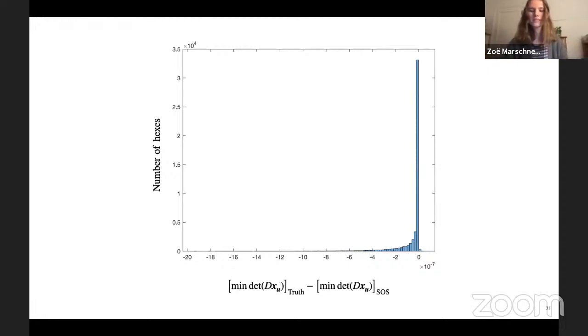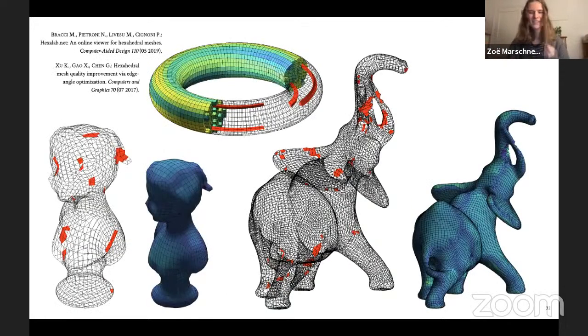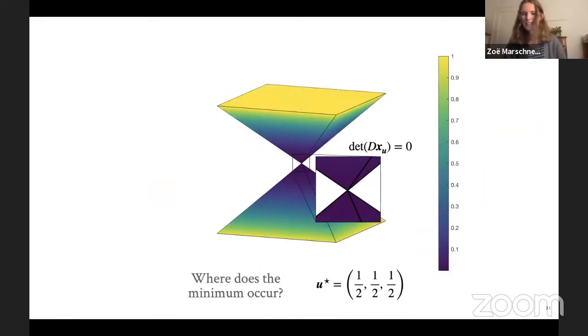And so here we plot the difference for a sample of 50,000 hexes. And as you can see, all the differences are essentially zero. The scale here is times 10 to the negative 7 on the x-axis. And so using this, we can detect lots of invalid hexes and meshes. These are shown in red here. All right, that's really cool.